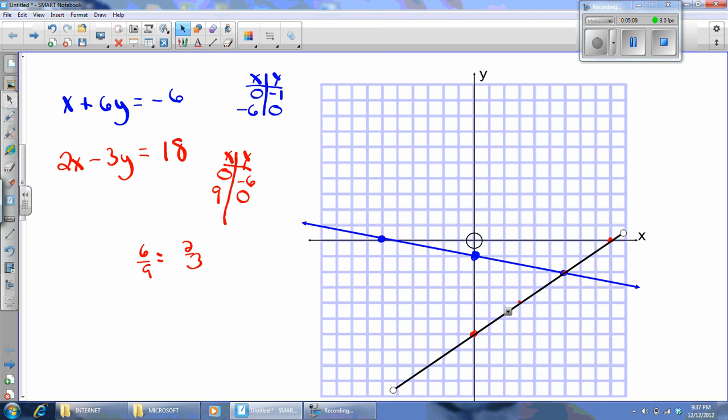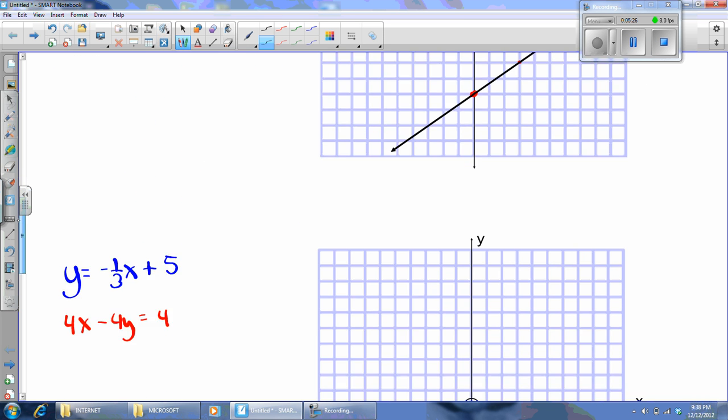Okay, and so the solution to my graph is going to be the point right there where they're intersecting. Looks like that's at 1, 2, 3, 4, 5, 6, negative 2. So my solution is 6, negative 2. All right, pretty simple stuff.